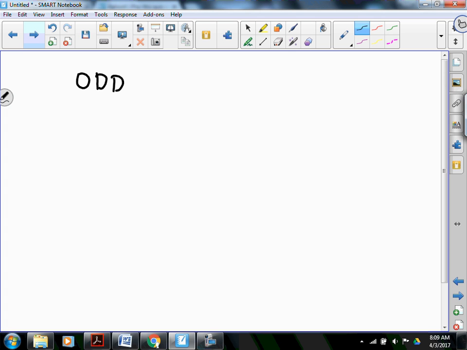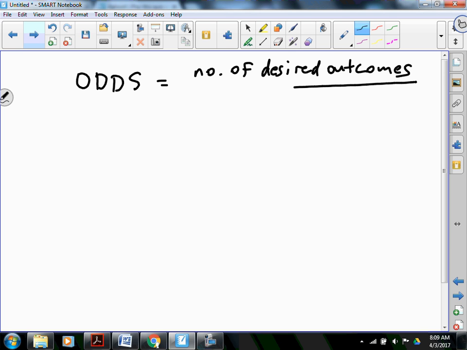So let's look at odds then. Odds are defined as the number of desired outcomes divided by the number of undesired outcomes. So if we think about comparing probability to odds, if we're talking about the same event, the numerators are going to be identical. The denominators are going to be different, though.